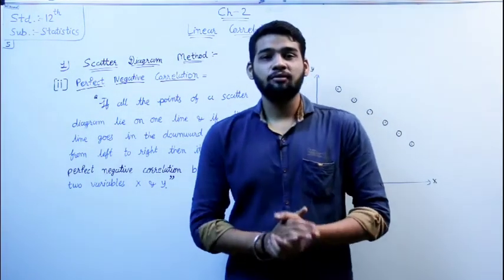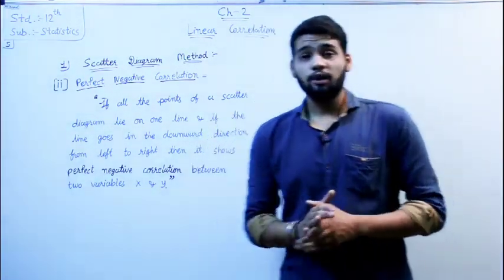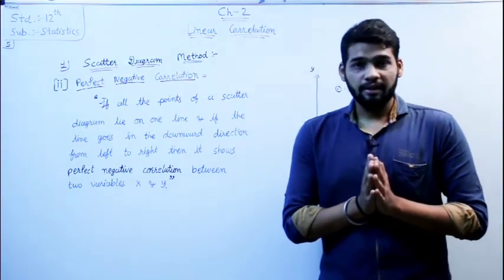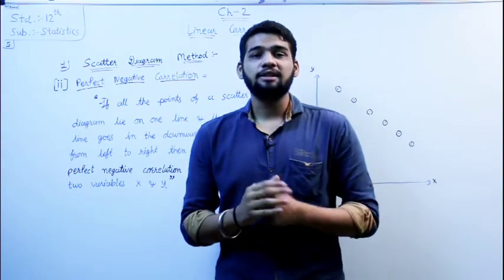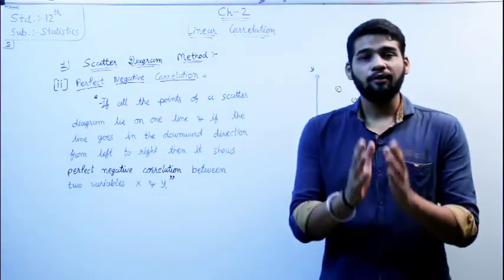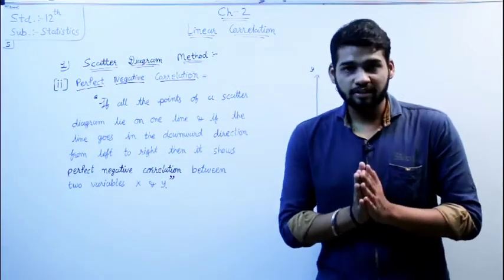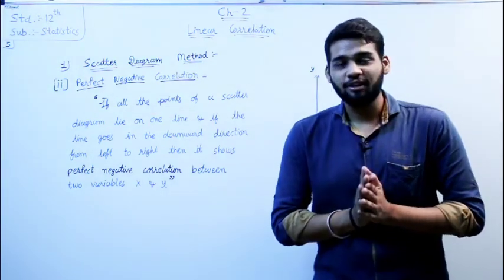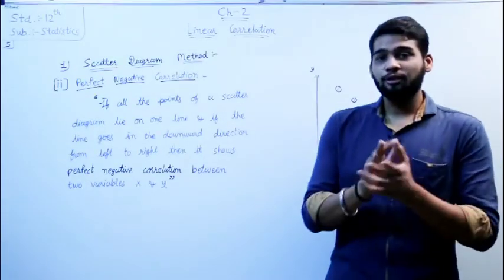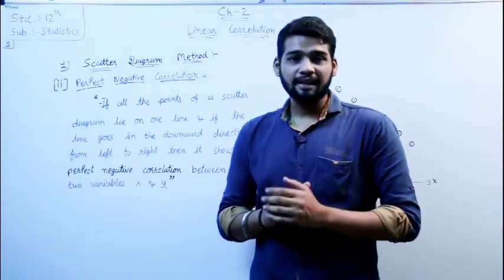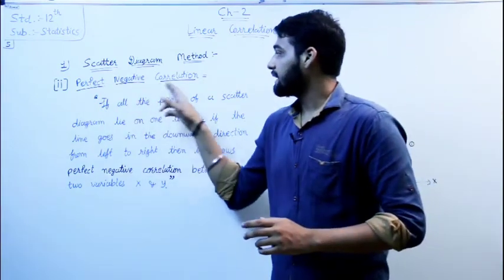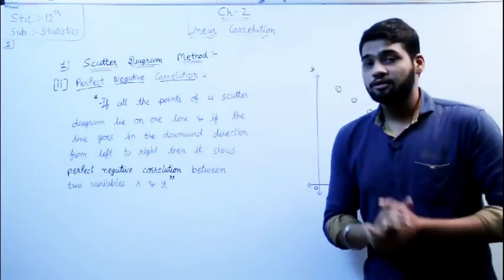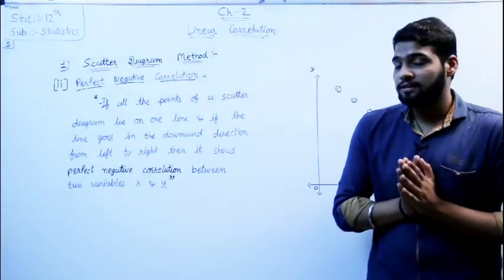In the previous lecture we discussed various types of scatter diagram method. I hope you all understood the first type of scatter diagram method, perfect positive correlation. Now today's lecture we are going on to a new topic, and the second type of scatter diagram method is perfect negative correlation. So what is perfect negative correlation, students?